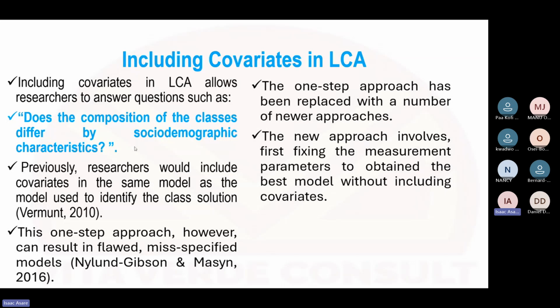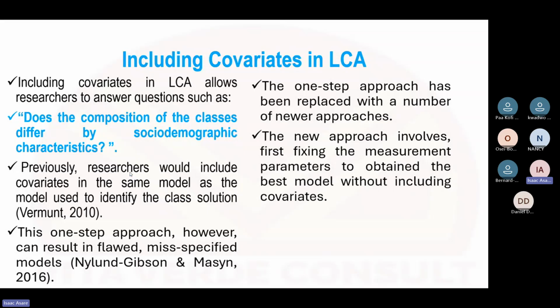Previously, researchers would include covariates in the same model used to identify the class solution. This one-step approach, however, can result in flawed or misspecified models. That is according to these authors. It can mislead the result or misrepresent the kind of results that you have. So I would urge all of us, let's do the right thing. Let's follow what authorities are saying. As I said, I'm not the first person to use this technique, and you are not the first either.